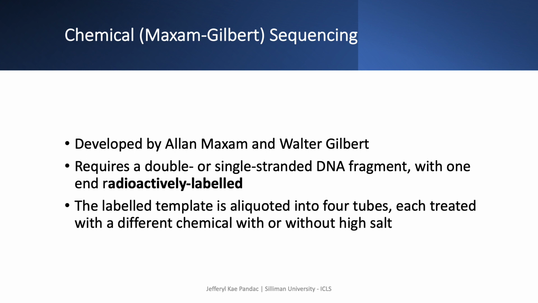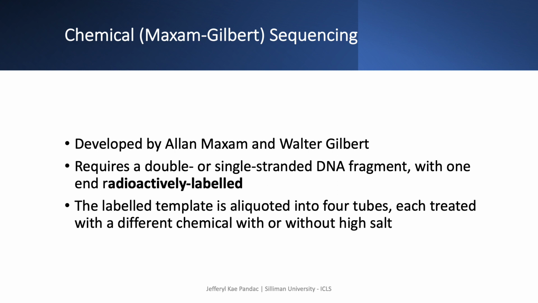Under direct sequencing, the first format that I will discuss is chemical sequencing or Maxam-Gilbert sequencing. This format was developed in the 1970s by Allan Maxam and Walter Gilbert. This technique requires a double or single-stranded version of the DNA region to be sequenced with one end labeled with a radioactive dye. For sequencing, the labeled fragment or the template is aliquoted into four tubes.